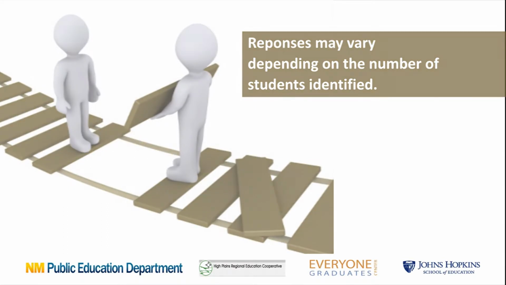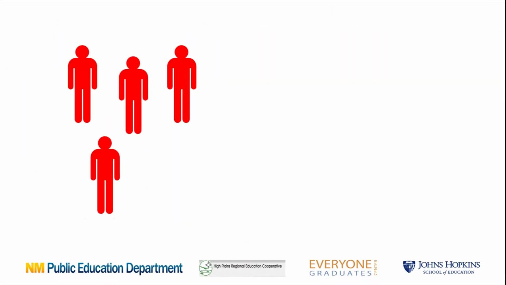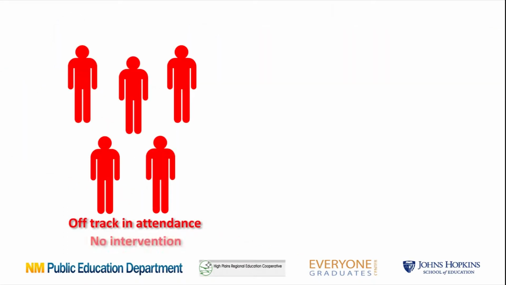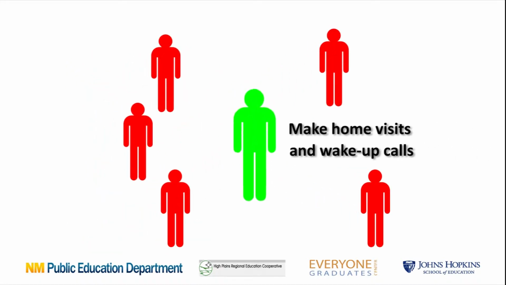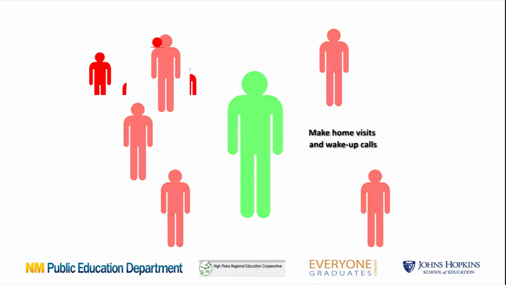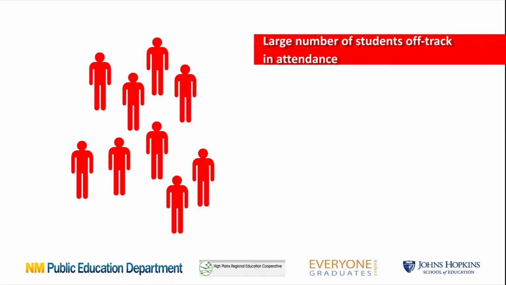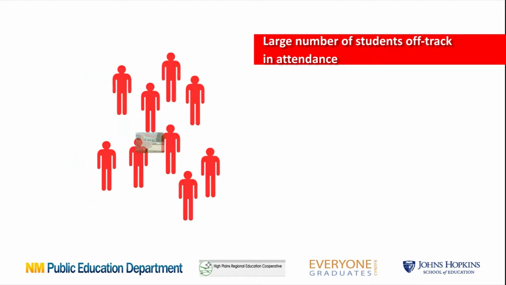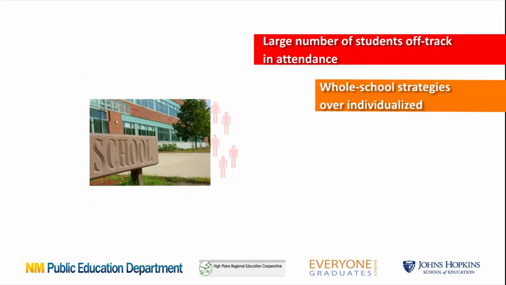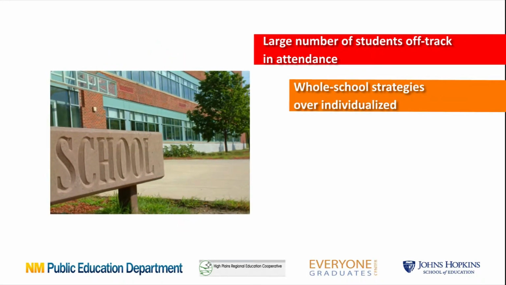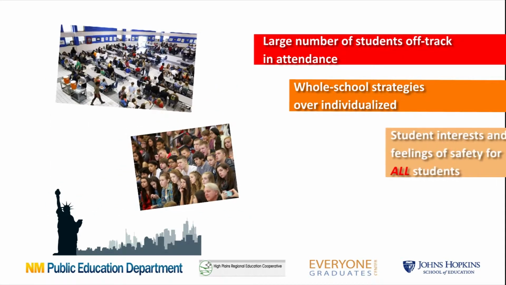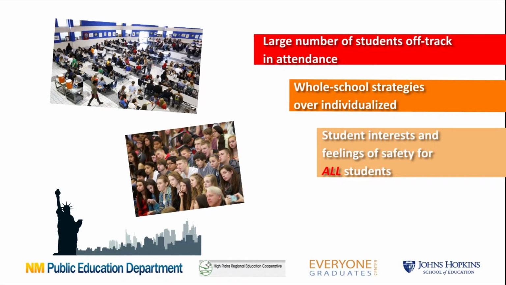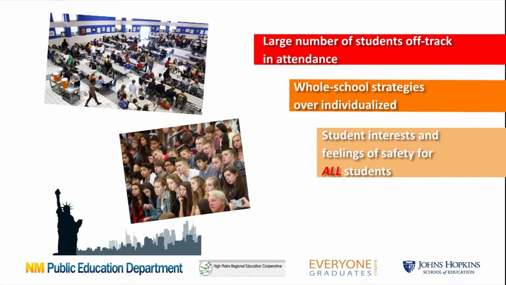However, while this gap is important to identify, the response may vary depending on the number of students identified. For instance, if there are 5 students who are off track in attendance and don't have any intervention support, this could be solved by pairing these students with someone who will complete home visits and make regular wake-up calls. If there are a large number of students who are off track in attendance, the best solution may not be an individualized one, but to try additional whole school strategies, similar to the example we mentioned about a New York City school, where student interests and feelings of safety were encouraged rather than trying to go student by student in solving the challenge.